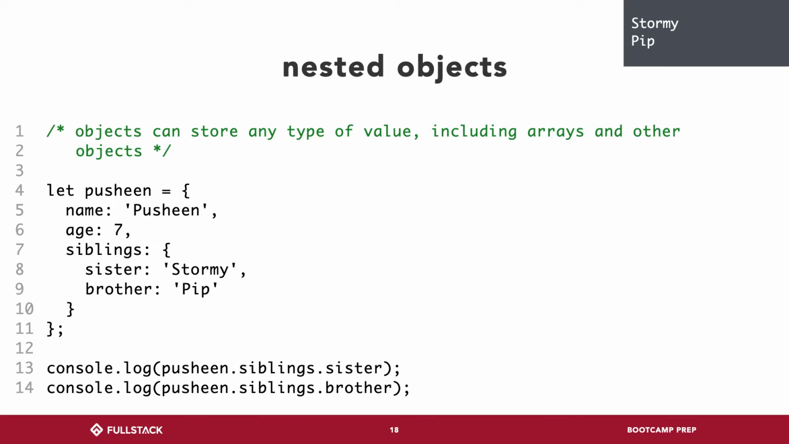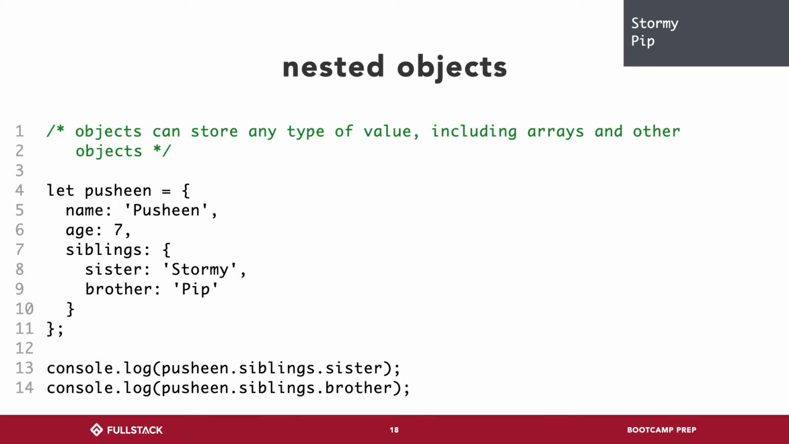So we could just do Pusheen dot siblings dot sister, and we got Stormy. Pusheen dot siblings dot brother, we got Pip. Is that confusing? It's sort of like array at 0, right? That's object dot key dot key.